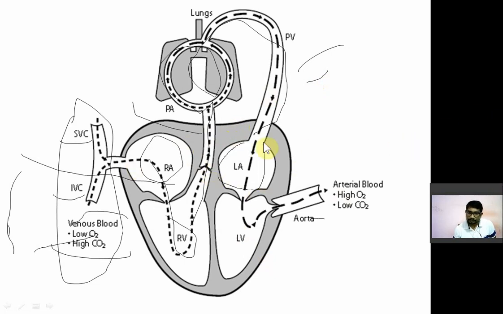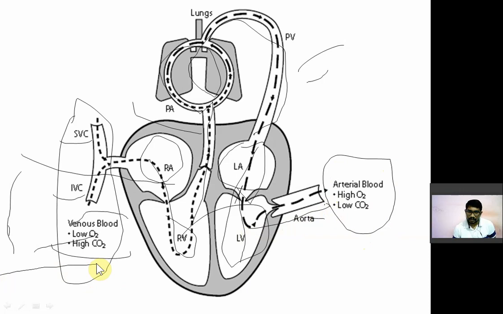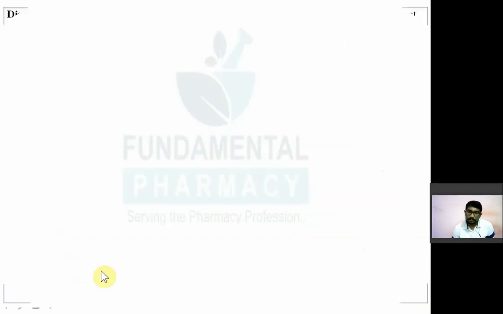This blood is transferred to the left ventricle, and to prevent the backflow from the left ventricle to the left auricle, a bicuspid valve is there. From the left ventricle, blood is pumped to the aorta. Now this blood has high oxygen saturation and low carbon dioxide. Here, this side of the heart has impure blood and this side of the heart has pure blood. Remember. Now, disorders of arteries.